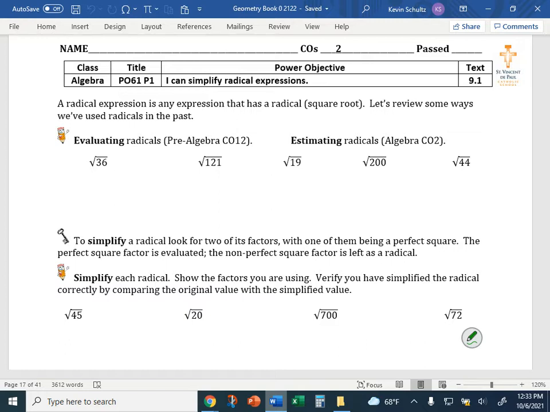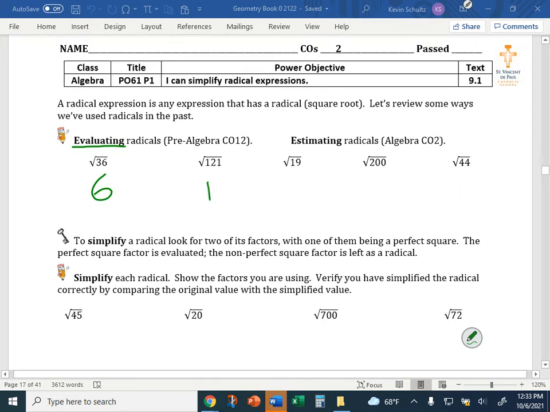You didn't have me for pre-algebra, but in 6th grade probably, you looked at evaluating them, right? The word evaluate means to find the answer, find the value of. So what's the value of the root of 36? 6, right? What's the value of the root of 121? 11, okay? We like these because they're perfect squares. You're introduced to square roots by just evaluating them.